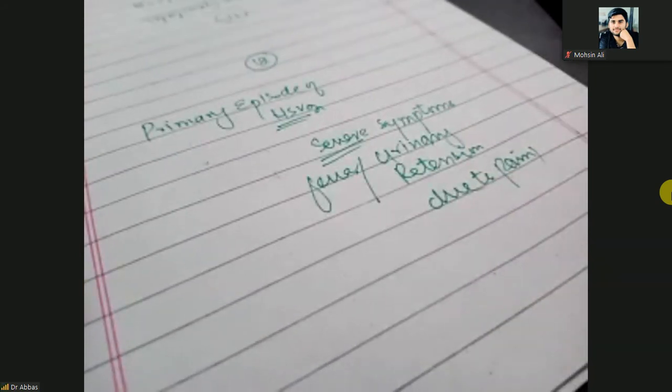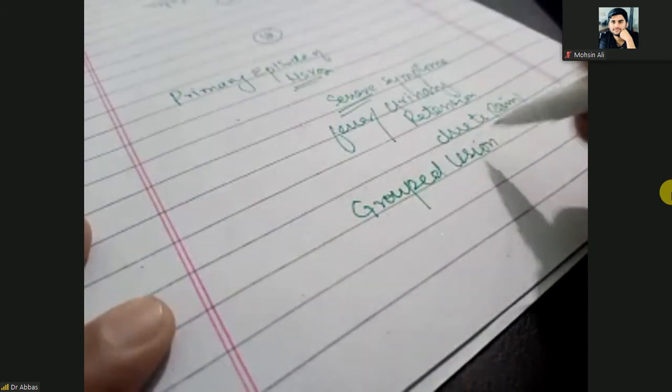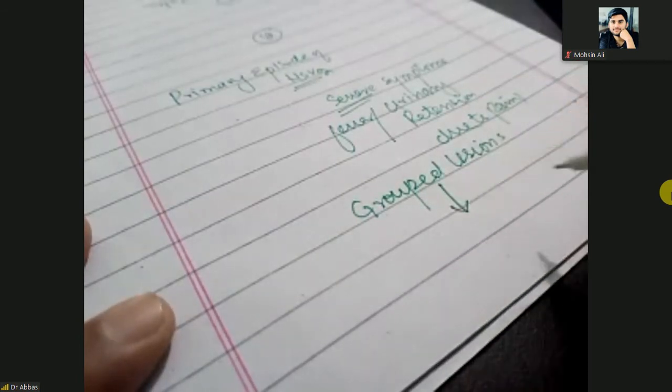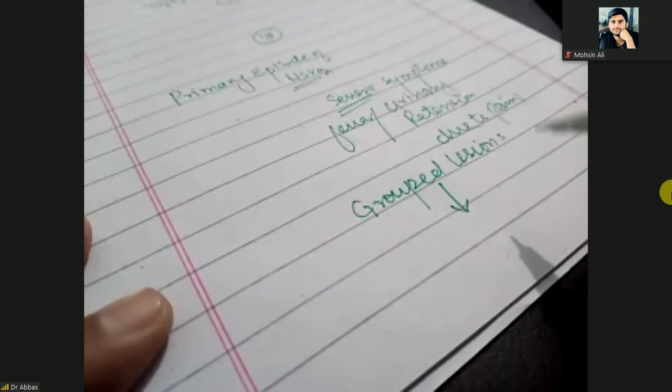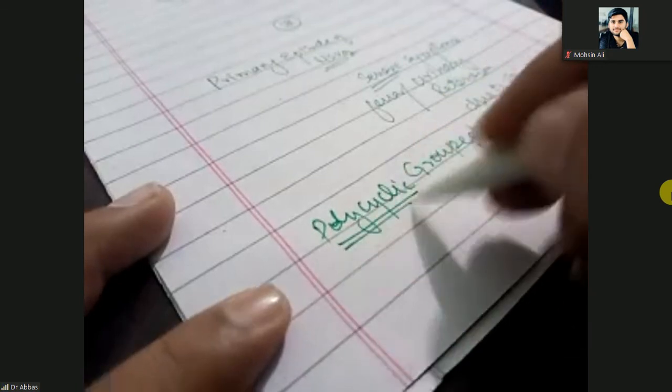So in the case of the female, it will be very painful and presented with fever and urinary retention. And there will be multiple lesions. What are they? Grouped lesions or vesicles. These grouped lesions or vesicles are polycyclic. So here is the polycyclic. I will show you the image. I will show you what is polycyclic.